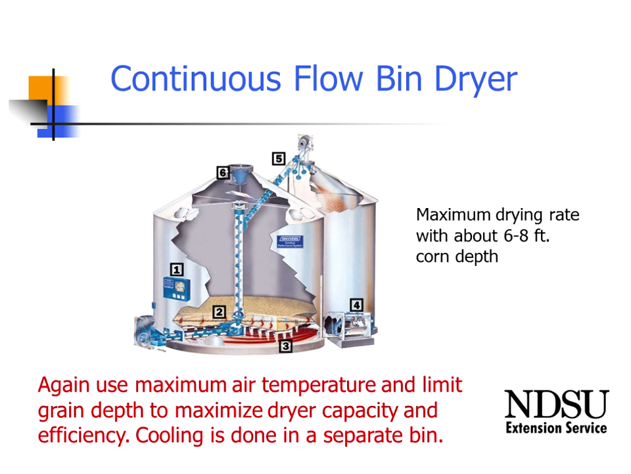We also have a continuous flow bin dryer. In this case, the grain is swept off the bottom with the sweep augers, augered up out of the drying bin into an adjacent bin where the cooling is done. Again, we're looking at a depth probably of 6 to 8 feet is where you're going to get the best performance out of this bin.